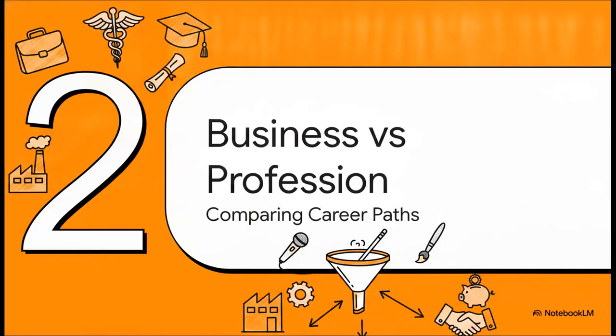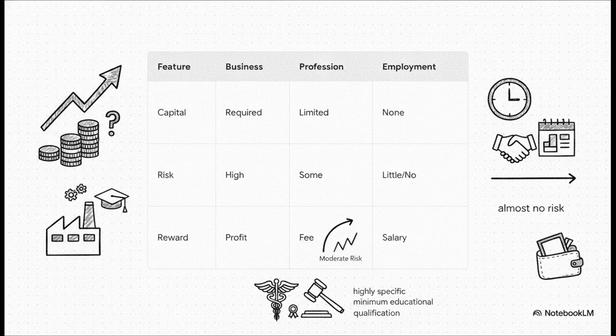Moving on to Section 2, business, profession, or employment. Now, this is where it gets really interesting because the trade-offs of how you choose to work become super clear. Think about employment. If you get a job, you generally need zero capital, right? And you carry almost no risk. But your reward is a fixed salary. You're essentially playing by someone else's rules.